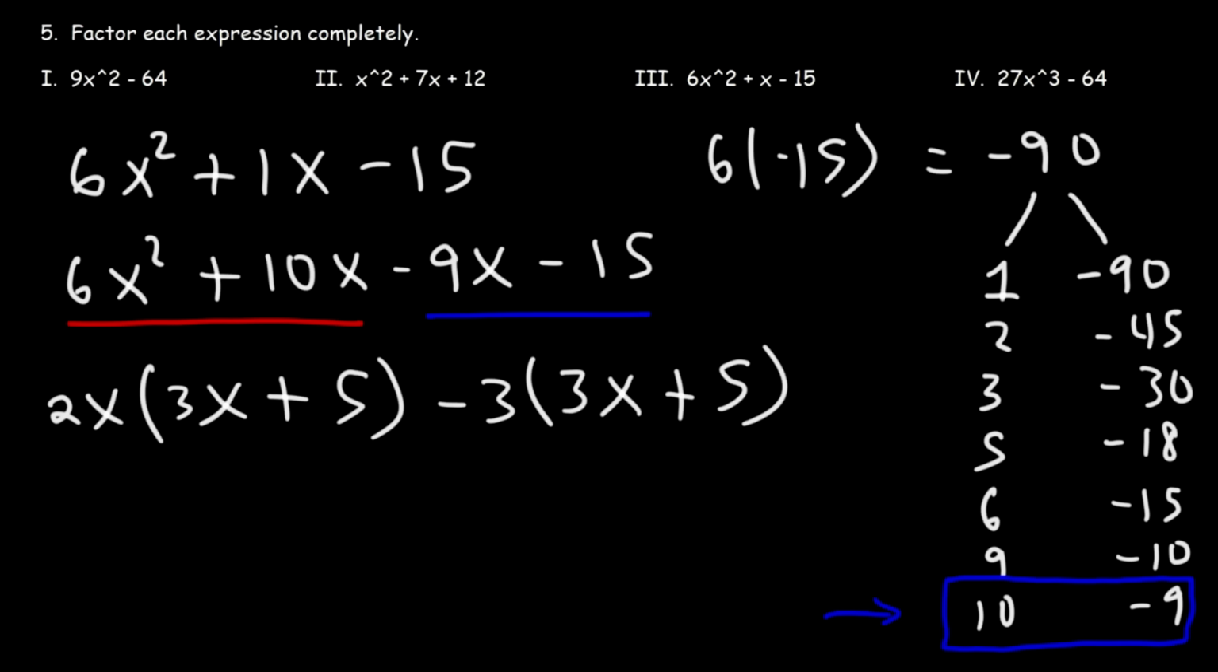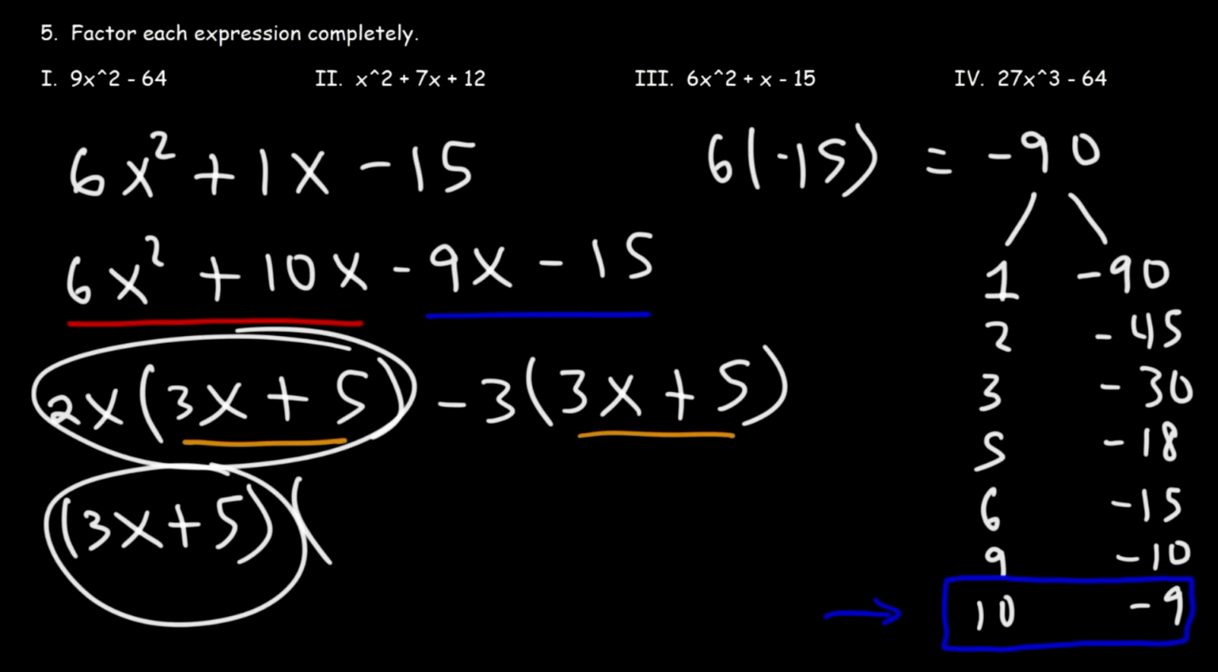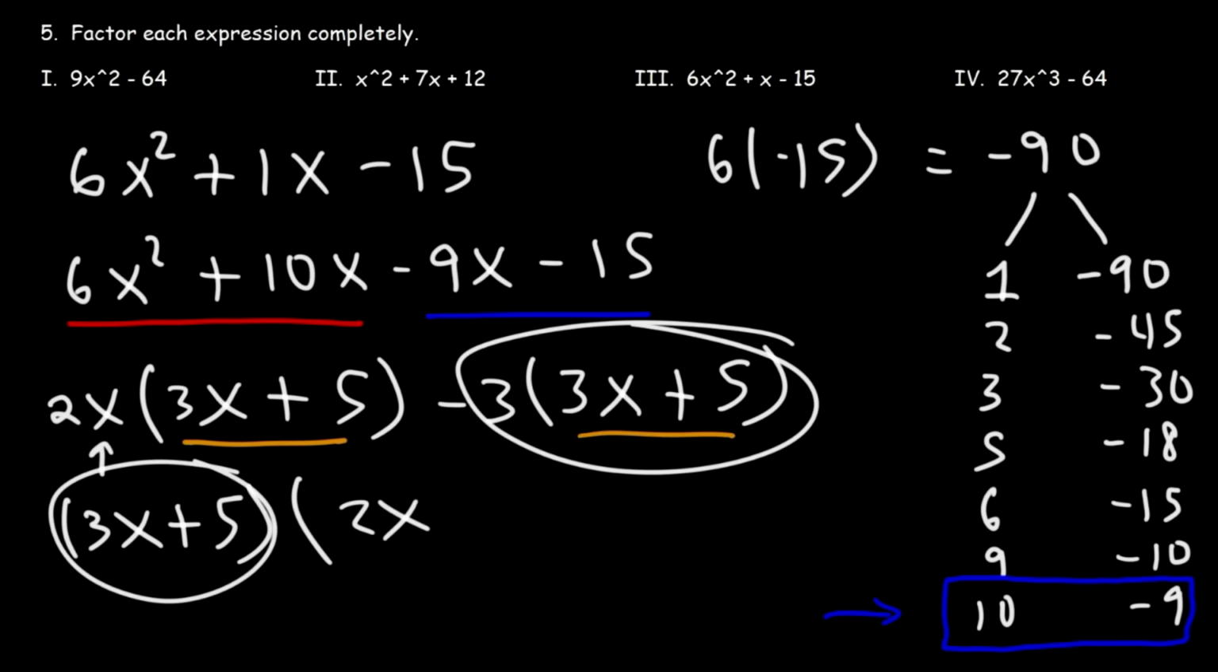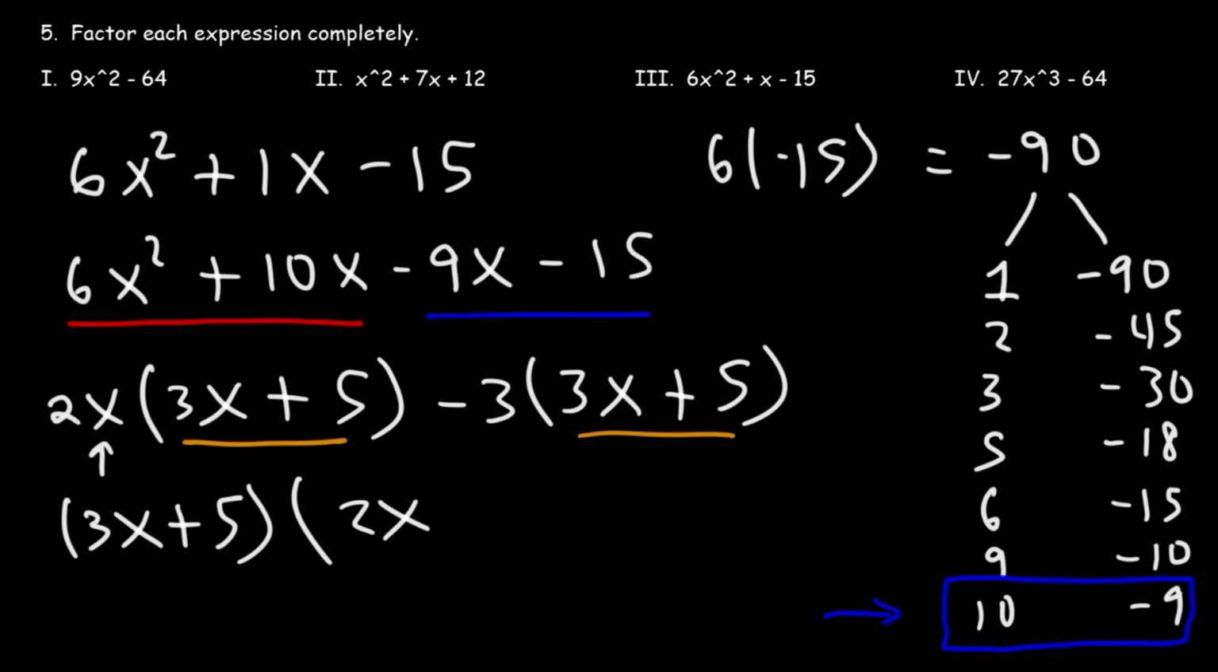So what we're going to do is factor out the GCF once again. The GCF is these two expressions, 3x plus 5. So we're going to write it once. If you take this expression divided by 3x plus 5, the 3x plus 5 terms will cancel, and you're going to get 2x. If you take this divided by 3x plus 5, you're going to get the number on the outside, which is negative 3. And so this here is the answer.